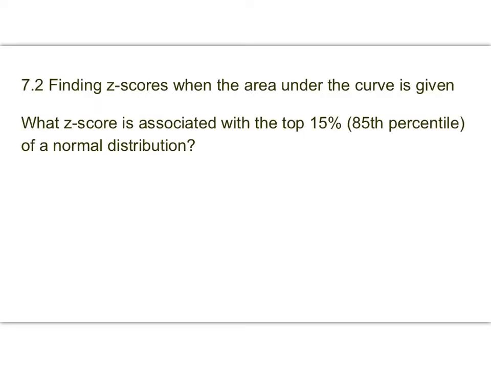now we're going to find z-scores when we know the area under the curve. So let's try this. What z-score is associated with the top 15%, or we could call that the 85th percentile of a normal distribution. So the top 15%, we're going to call that z.15 of a normal distribution. Okay. We need some way to find that. We know how to find the area if we know the z-score, but we haven't had to find the z-score if we know the area.